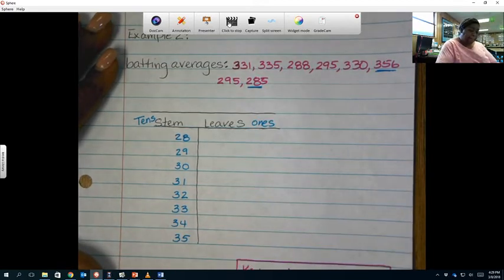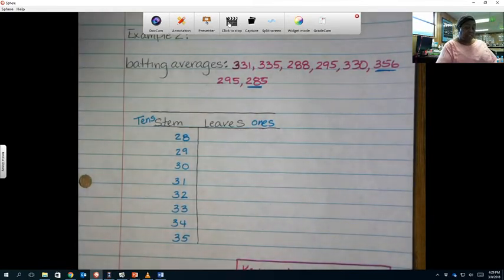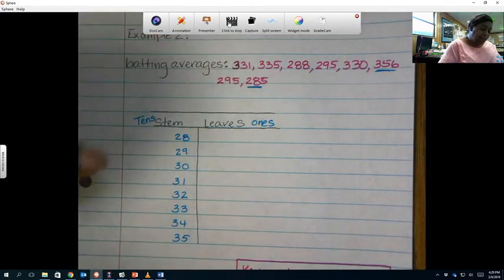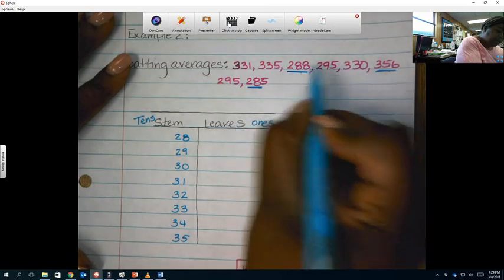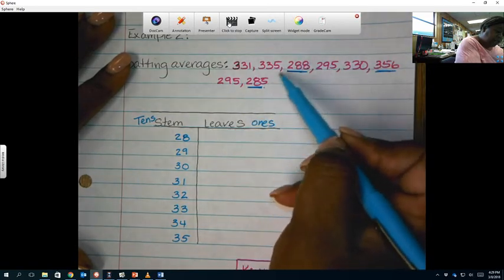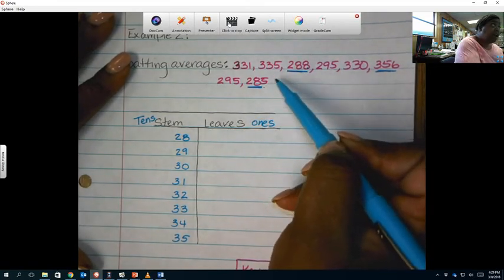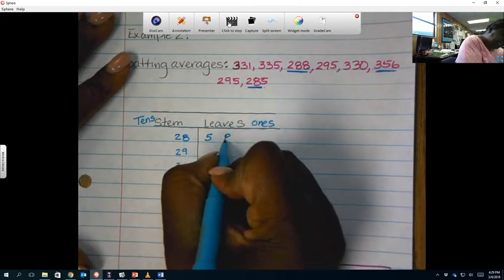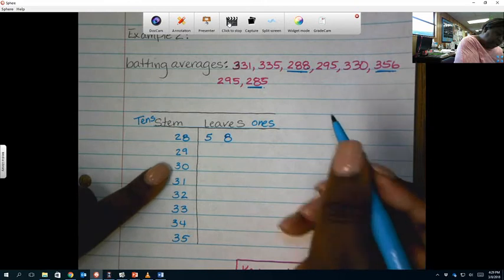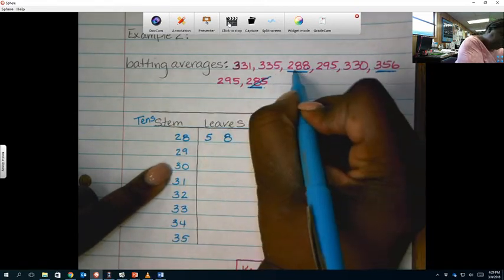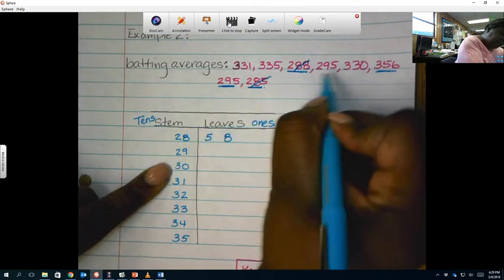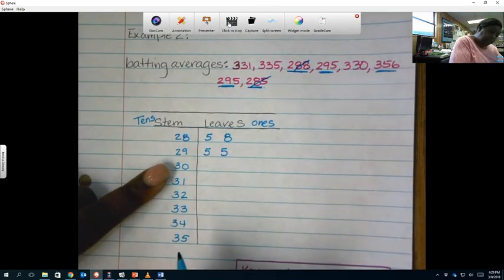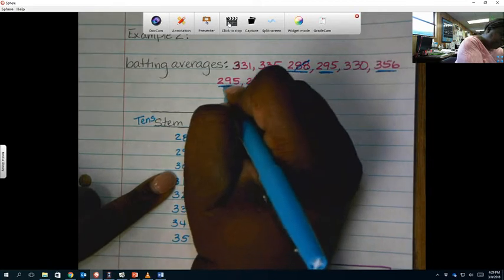Okay. Now, I'm again going to do the same thing. I'm going to go through, and anytime I have 28 tens, I'm going to underline those numbers, and put their ones digits in order from least to greatest. So here I have a 5 first, then an 8. 29, let me cross those out. I have 295 and 295, so I have two 5s. Okay, cross those out because I'm done.